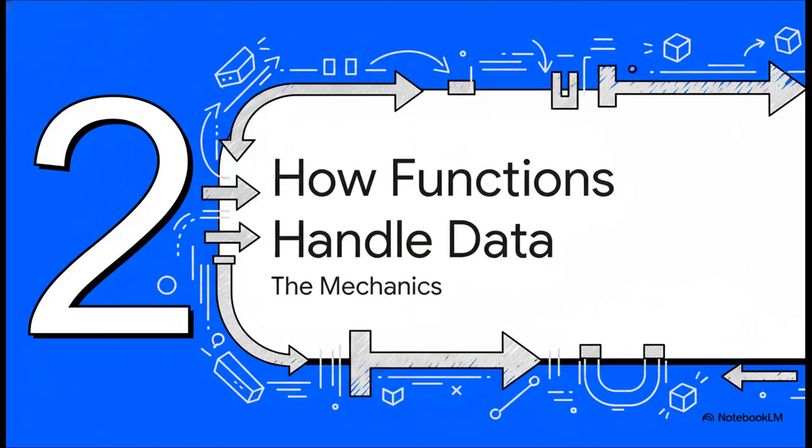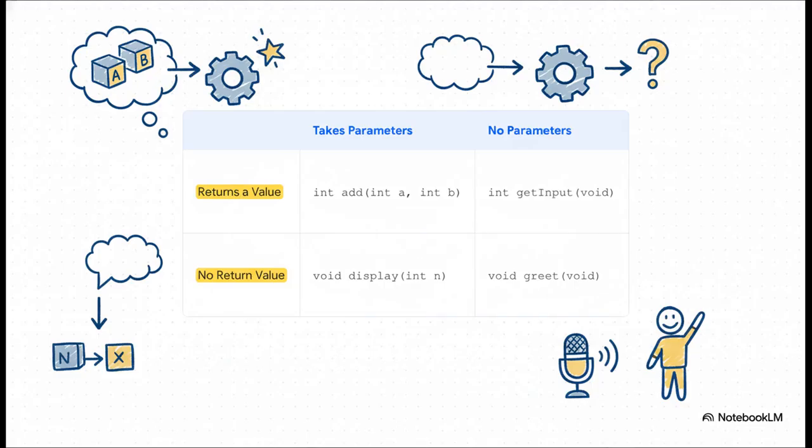So that's the blueprint, but a blueprint doesn't do much good until you understand the mechanics, right? So now let's look at how data actually flows into and out of these functions while your program is up and running. When you get down to it, user-defined functions pretty much come in four flavors. You can have a function that takes in some data and also returns a value, just like our add function up in the top left.